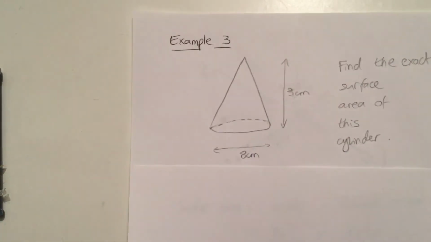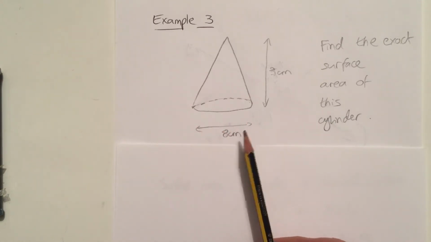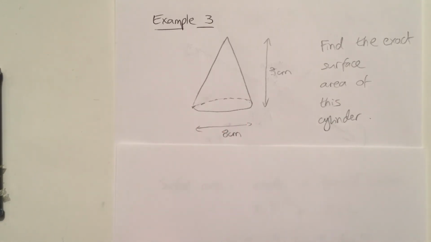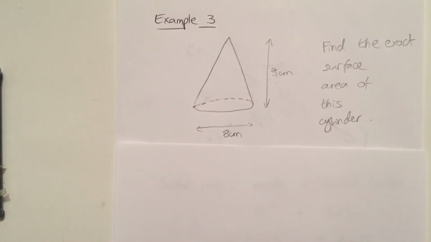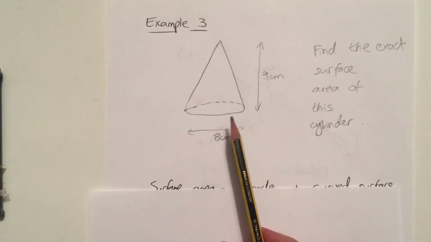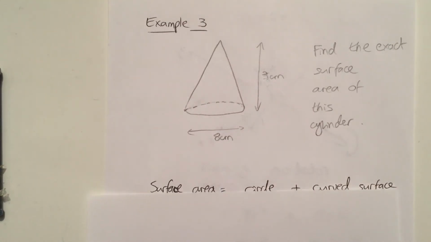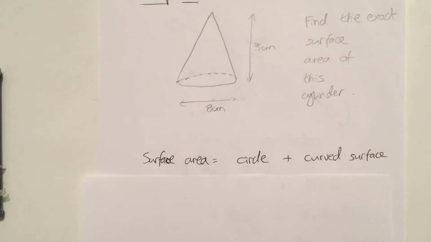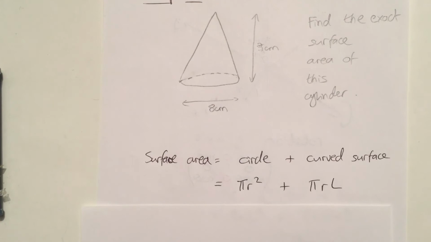And the last example I'm going to do in this video. So here I have a cone. I can see that the diameter of the base here is 8 centimetres, and I can see that the height here is 3 centimetres, and I want to work out the exact surface area of the cone. So the surface area is going to be the area of the circle underneath plus the curved surface that wraps around it. The area of the circle is pi r squared. The area of the curved surface is pi r l.